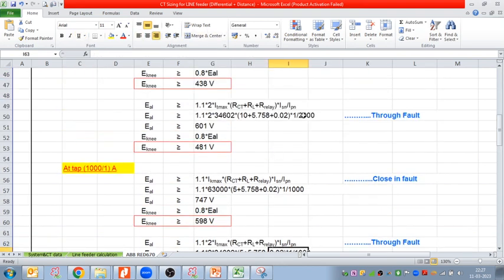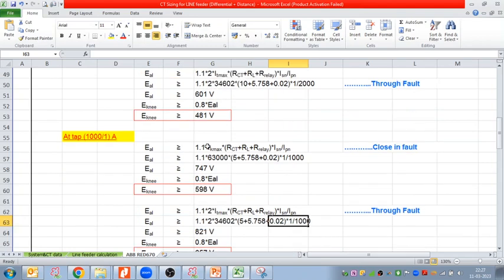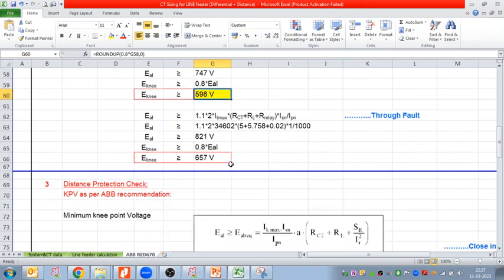So this is initially 2000, now it is 1000. So what will happen? This much will increase. So this much is 747 voltage or 598 voltage, and for the through fault case, 657 voltage.